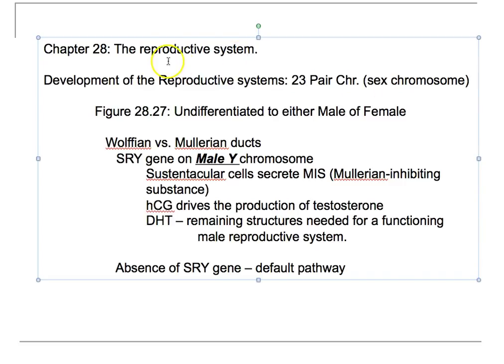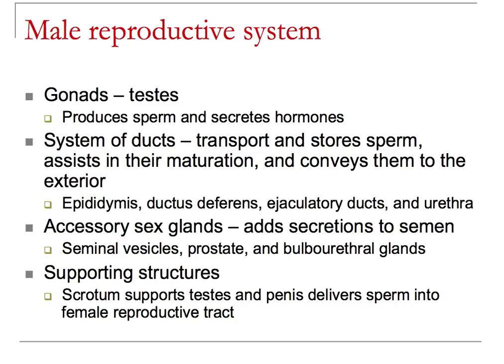Having told you that, your textbook leaps right into the male reproductive system, so that's what we're going to do. The male reproductive system is made up of a series of structures called gonads, and these are testes, and they're going to make spermatocytes, collectively known here as sperm, as well as hormones. The major hormones we'll cover in a few minutes, but you already know the major one, which is testosterone.